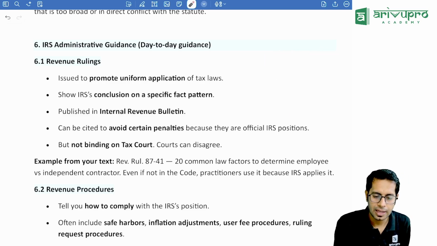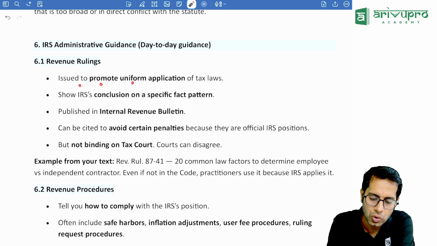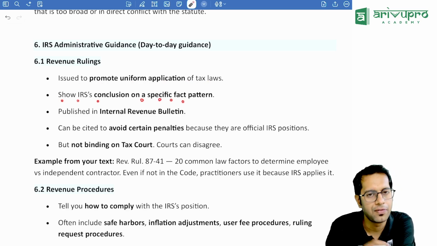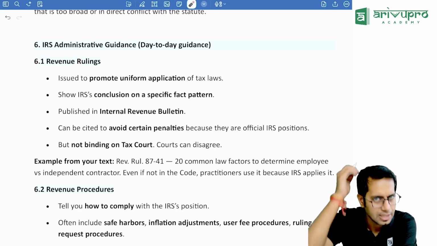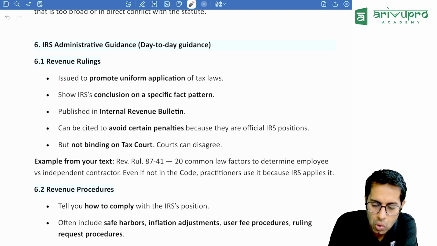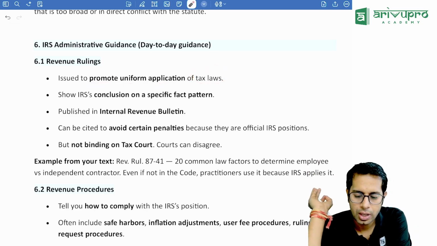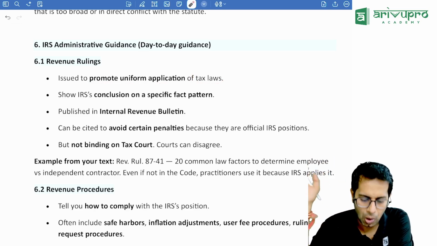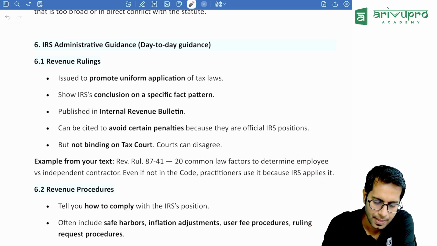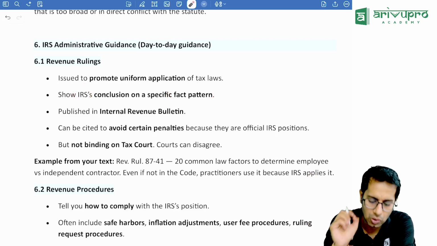Correct? Similarly, what do they say? IRS administrative guidance: revenue rulings. It is issued to promote uniform application of the law, and it shows the IRS conclusion on specific facts. Revenue here means the department. These rulings are issued only to make sure that the law is followed properly and uniformly between all the people, and they give the IRS conclusion on a specific fact. What is the decision taken by the IRS on that particular fact?